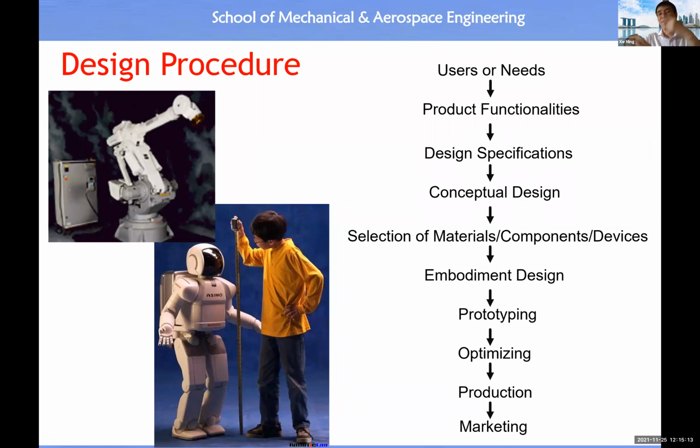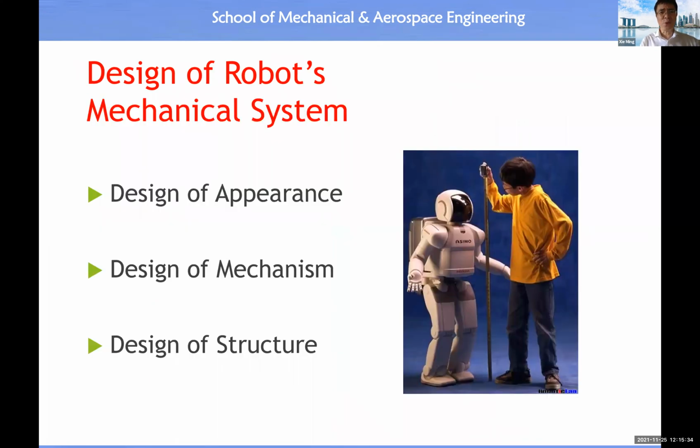Okay, so after a few rounds of optimization, eventually you may say, oh, my product, my robot is perfect. Then you can go for mass production. Then you can also form a marketing and sales team to start to find potential buyers for your robot. All right, so these are the procedure for you to follow.